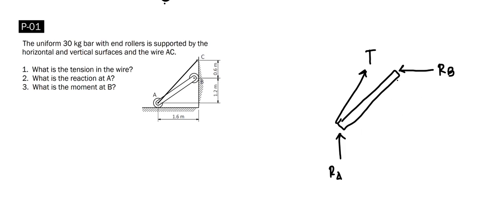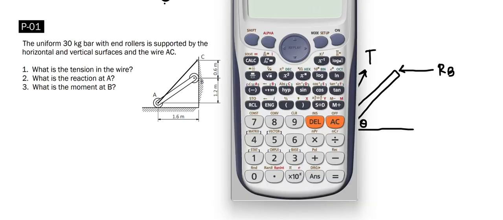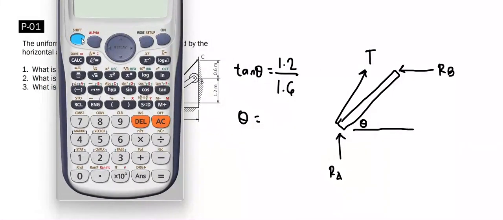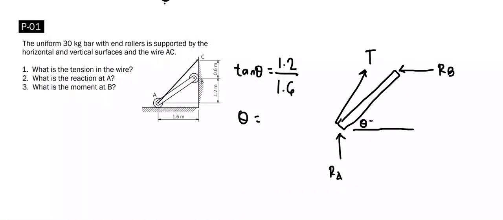So the angle between the rod and the horizontal surface, since we are given the length of 1.2 vertical and the 1.6 horizontal, so that's basically tangent of theta equal to the opposite side of 1.2 divided by the adjacent side of 1.6. So theta, by using the arctangent function, is equal to 36.87 degrees.